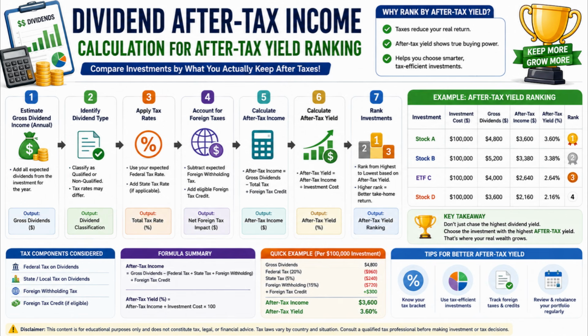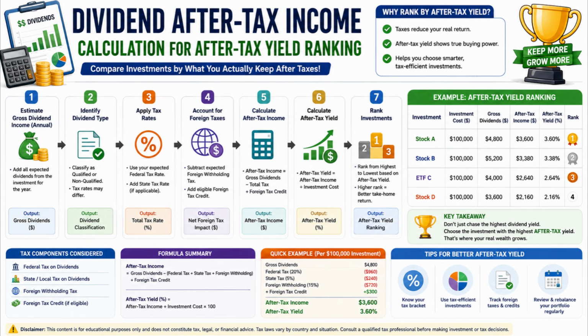After that, apply the relevant tax rates. Use your expected federal tax rate, and add state or local tax if it applies to your situation. Since different investors may fall into different tax brackets, the same dividend investment can produce different after-tax results for different people. So, the ranking should be based on your own tax situation, not only the advertised yield.